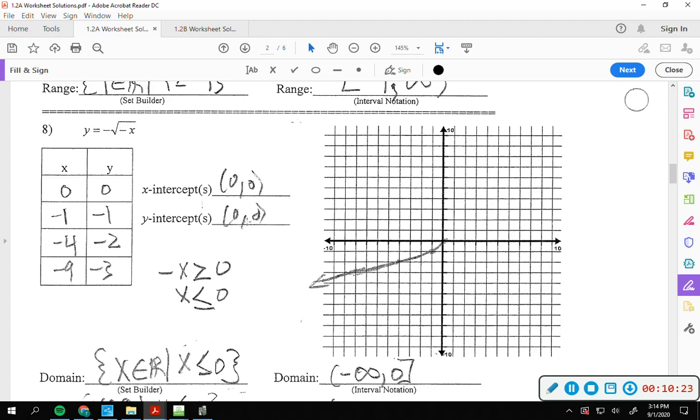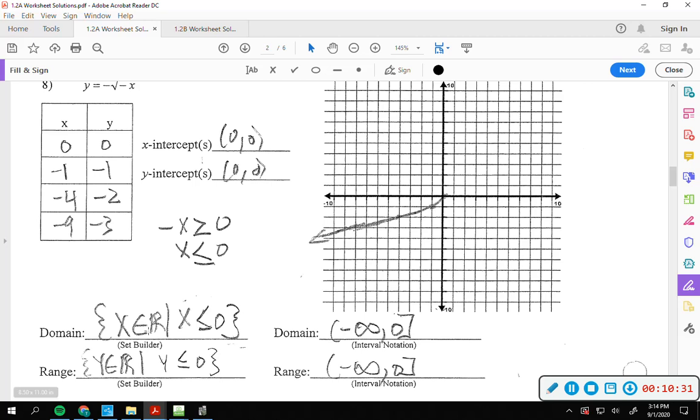Notice both the x and the y-intercept are the origin, and you could solve those again. Plug 0 in for x, figure out y-intercept. Plug 0 in for y to figure out x-intercept. Domain. Notice here, the x values are less than or equal to 0.